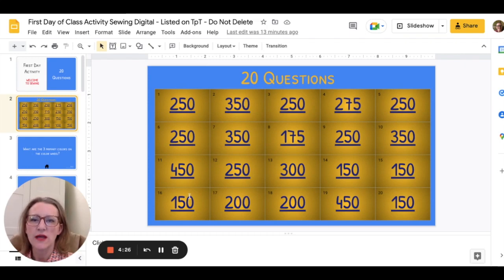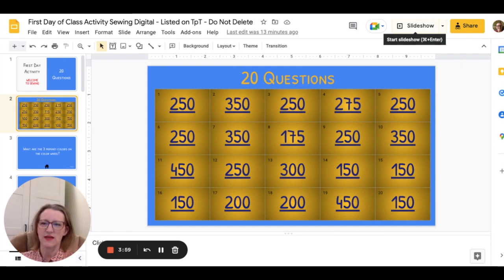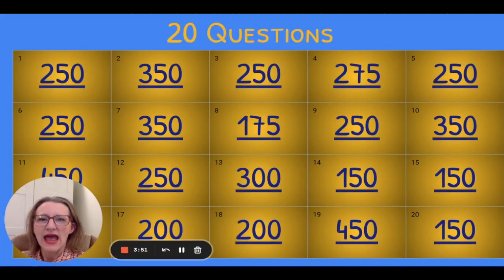I have tried to make the questions correlate with the number values. So the lower values, like the 150 questions, would be easier questions than the 275 or the 350. I've got numbers in the upper left-hand corners. That's for you for the answer key, so you can quickly look to your answer key when the students are answering and know which one it is. Okay, so in slideshow format, it would look like this.